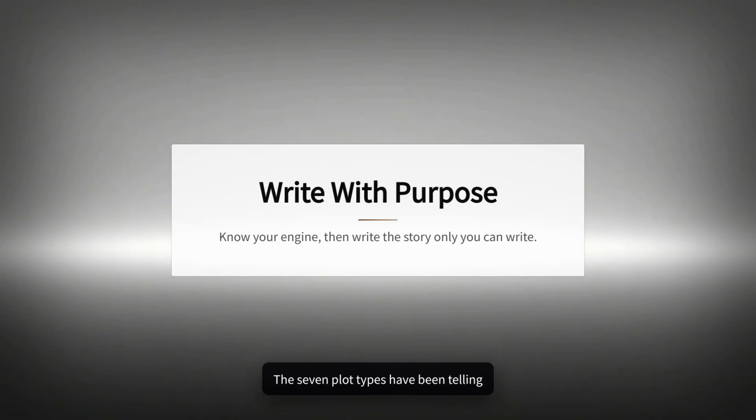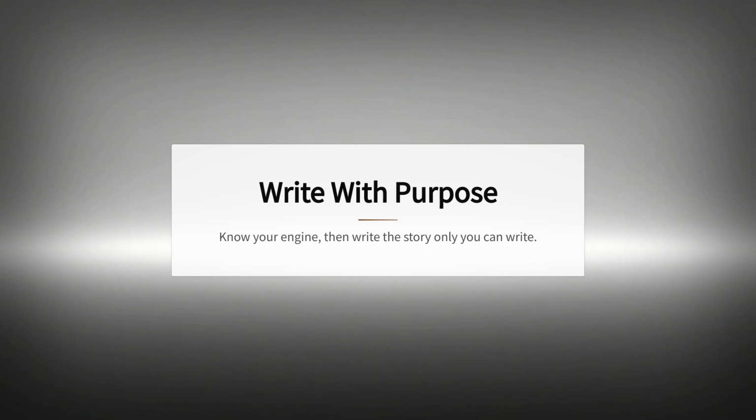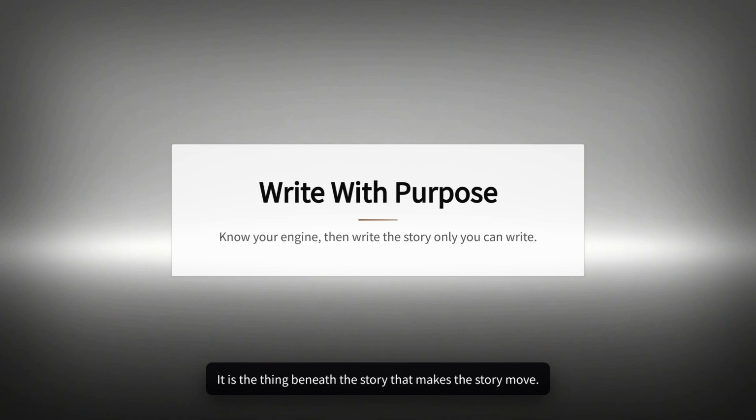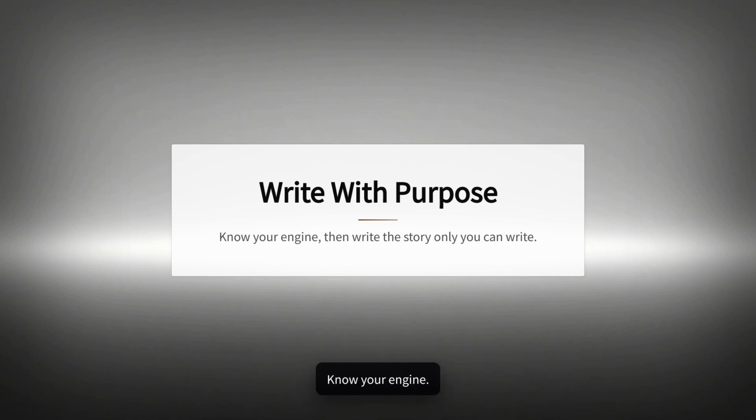The 7 plot types have been telling human stories since before writing existed. Not because they are formulas, but because they map the shapes that meaning takes when a character is placed under genuine pressure. The engine is not a cage. It is the thing beneath the story that makes the story move. Know your engine. Know what it requires. Then write the story only you can write inside it.